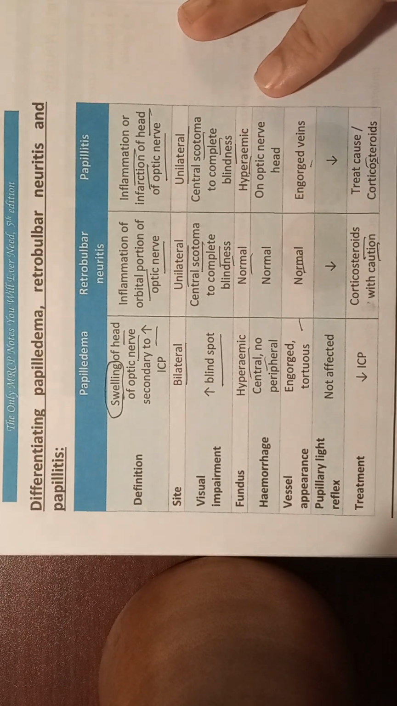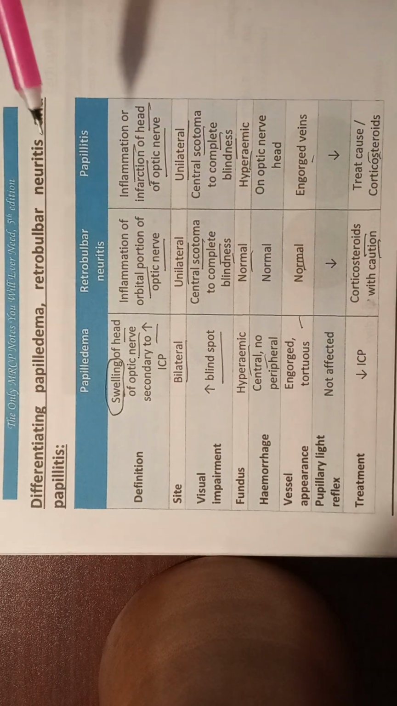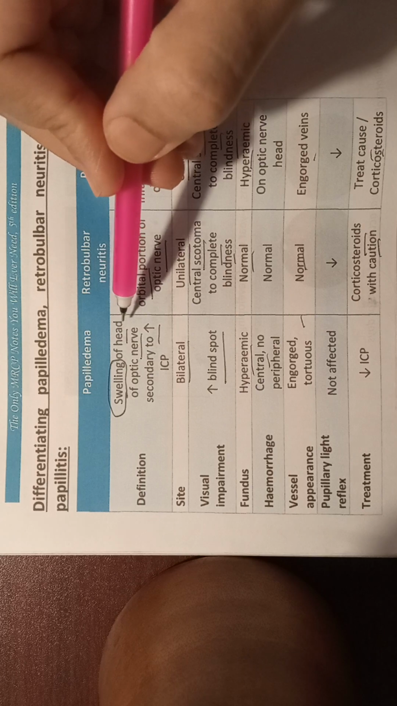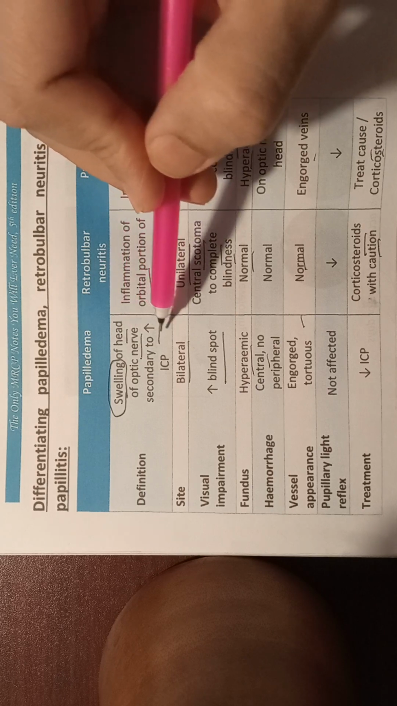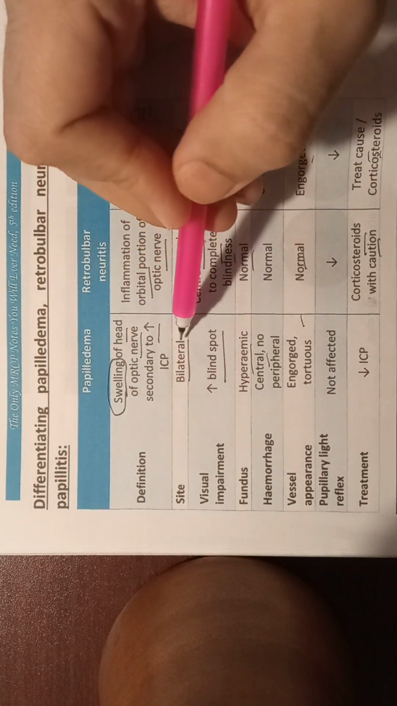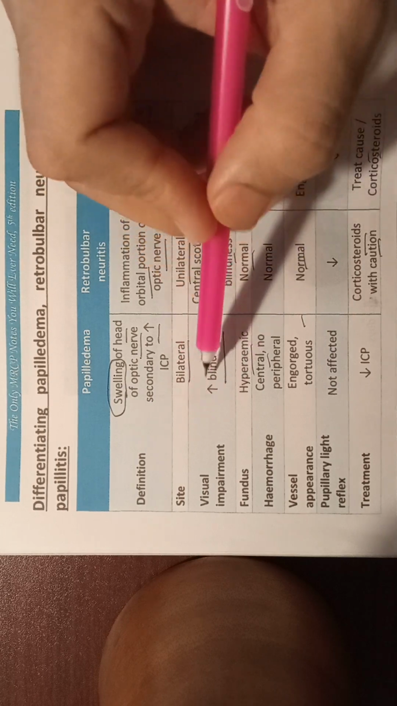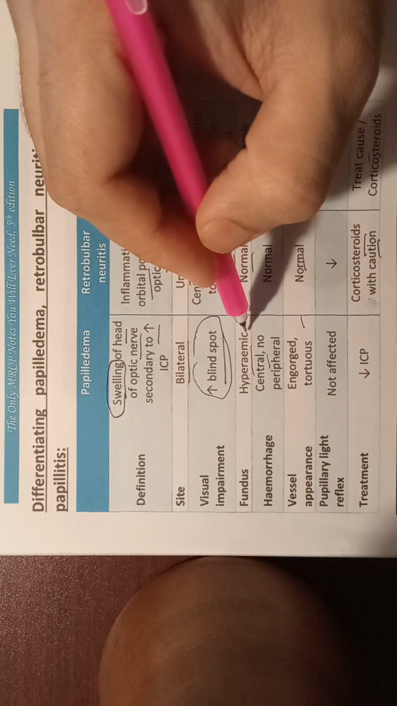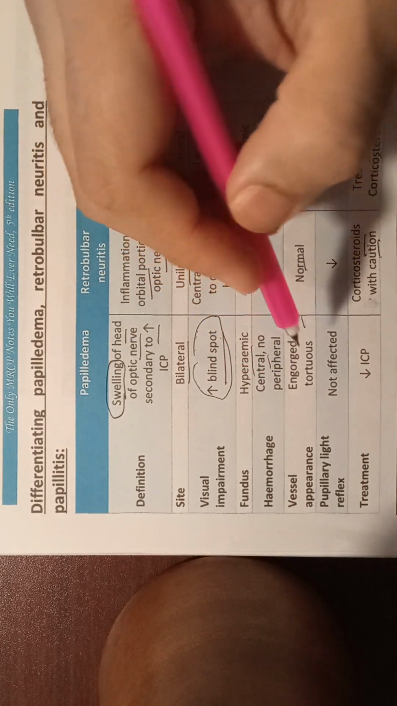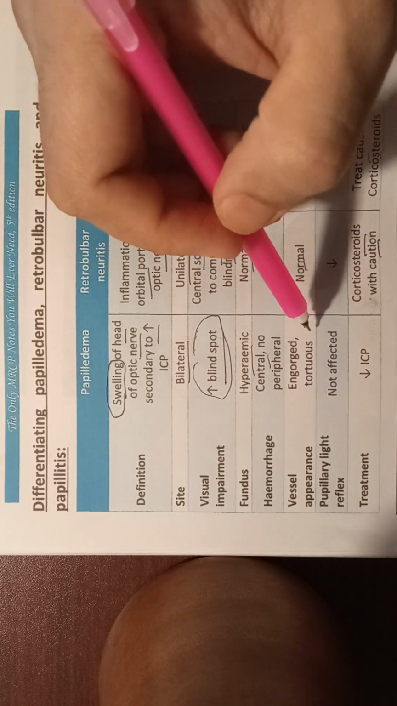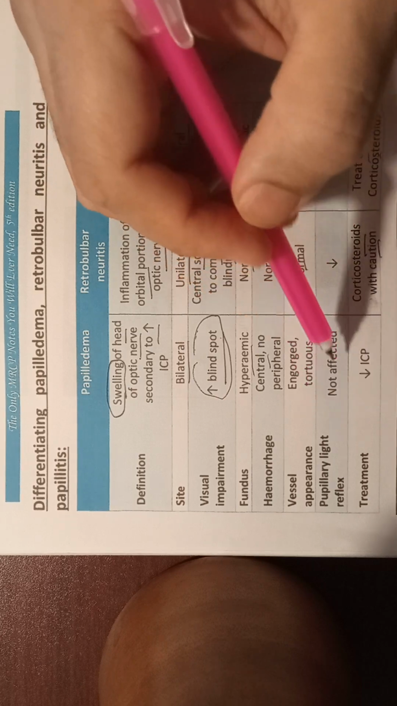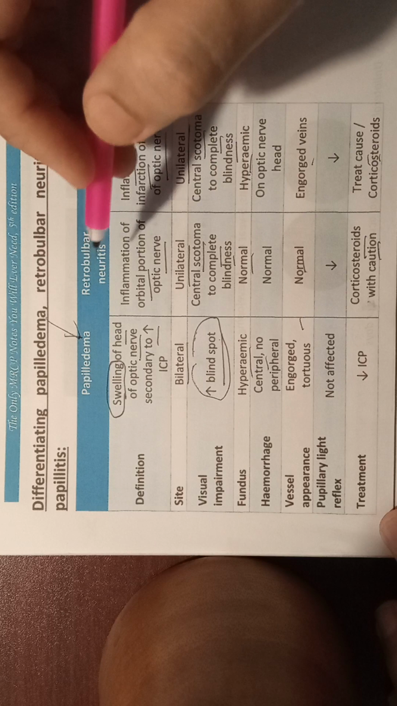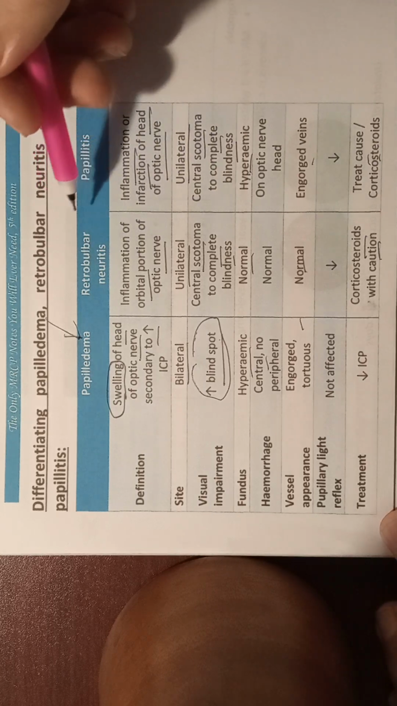Differentiating between papilledema, retrobulbar neuritis, and papillitis. So papilledema is basically swelling of the head of the optic nerve secondary to increased intracranial pressure. The site should be bilateral. There is visual impairment with an increased blind spot. The fundus is hyperemic, with central hemorrhage, not peripheral. Vessels appear engorged or tortuous. Pupillary light reflex is not affected. Treatment is to decrease ICP, so this is for papilledema and raised intracranial pressure.